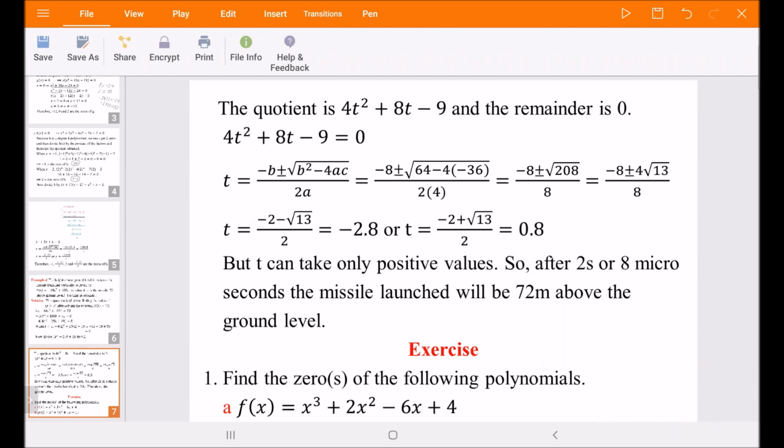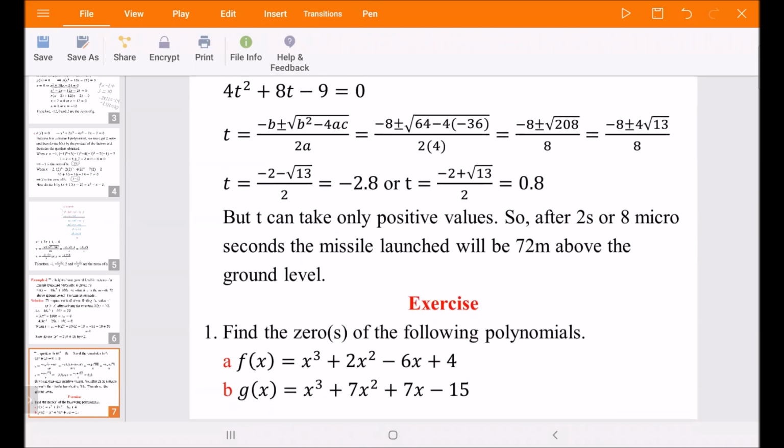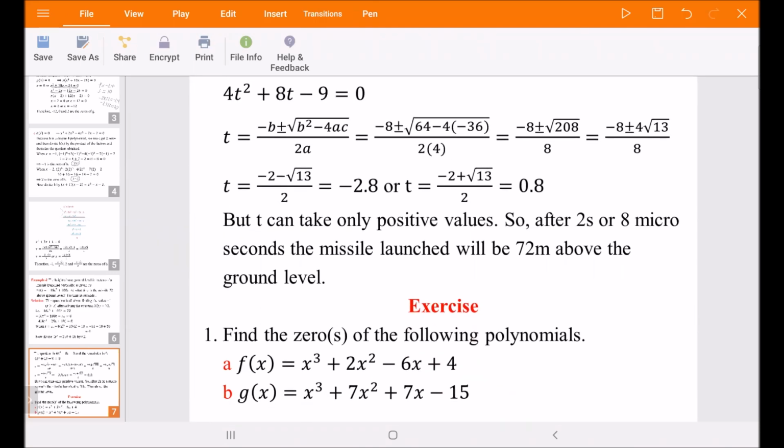So the answer for this question is that after 2 seconds or after 0.8 second after it is launched, this missile will be 72 meters above the ground level. Okay, with this example, we are about to finalize our discussion today. Before that, I give you these 2 questions to be solved by you. I will wait for a while until you try these 2 examples.